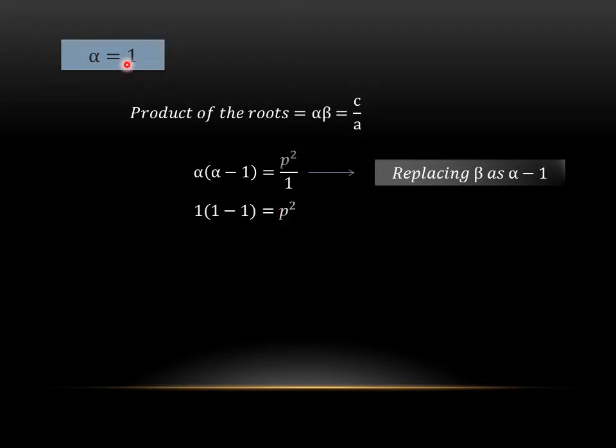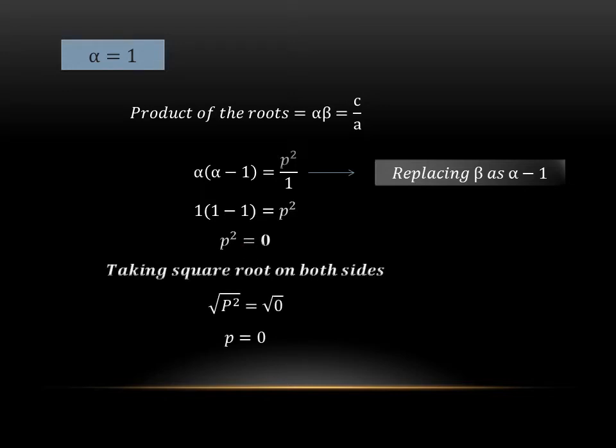Putting the value of alpha as 1, 1 into 1 minus 1 equals to p square. As you know, plus 1 and minus 1 will get cancelled with each other and the answer will be 0. So 0 into 1 is also 0. So p square will be equals to 0. We have to find the value of p, so taking square root on both sides. After taking the square root, square will get cancelled with the root and the square root of 0 is always 0. So the answer of p is 0.